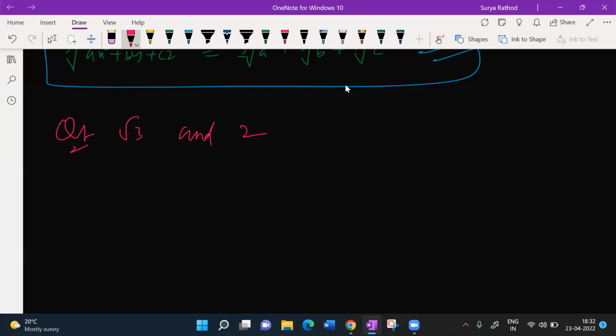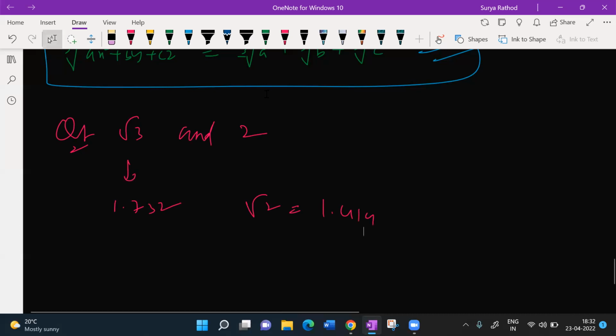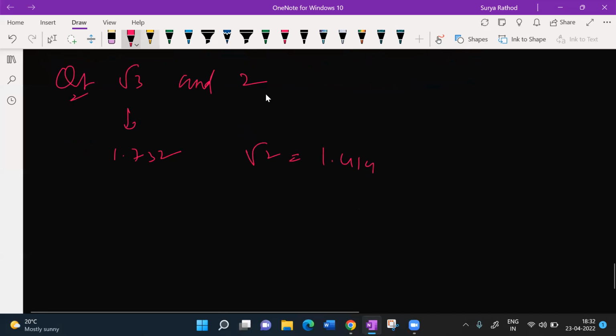What is root 3 here? Root 3 is nothing but 1.732. And root 2 is what? 1.414. Now we can write n number of numbers between these, because there are infinite rational and irrational numbers between them, correct? Look at this here, beta.